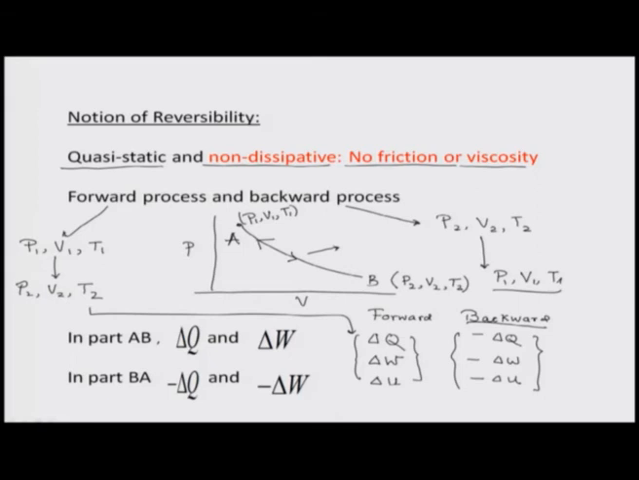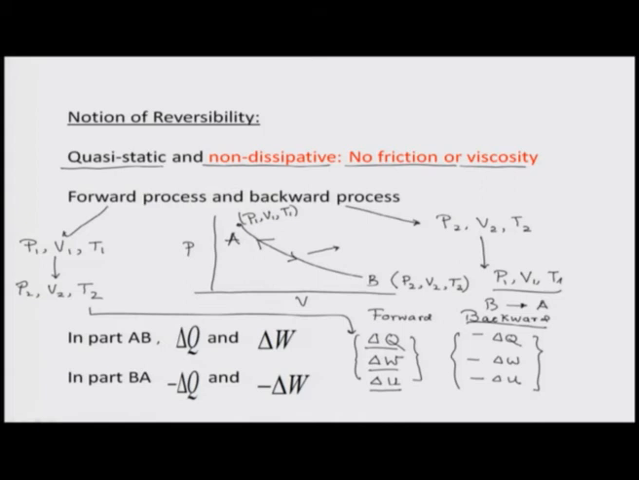If I go from A to B, delta Q is heat supplied or extracted from the system, delta W is net work done on the system or by the system, delta U is the net change in the internal energy. In the reverse process, when I go from B to A, everything should be negative. Delta Q goes to minus delta Q.